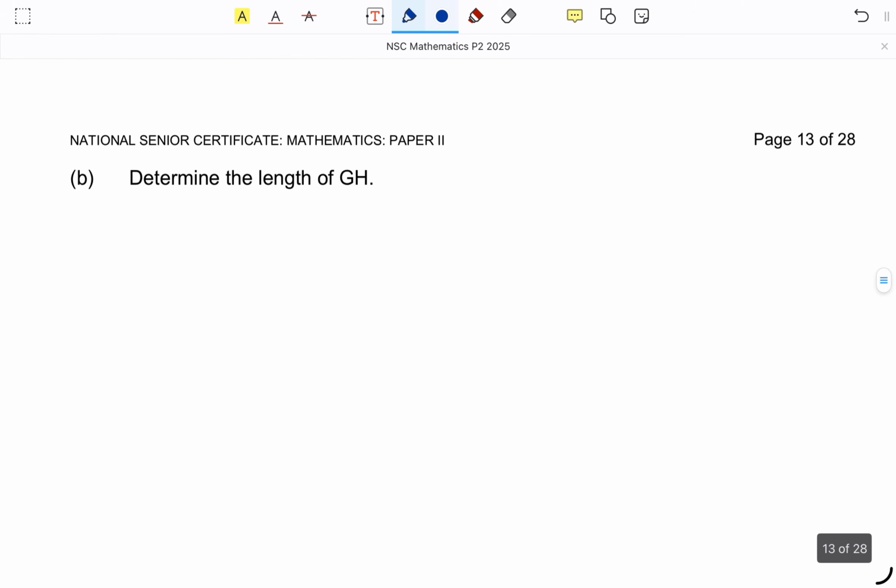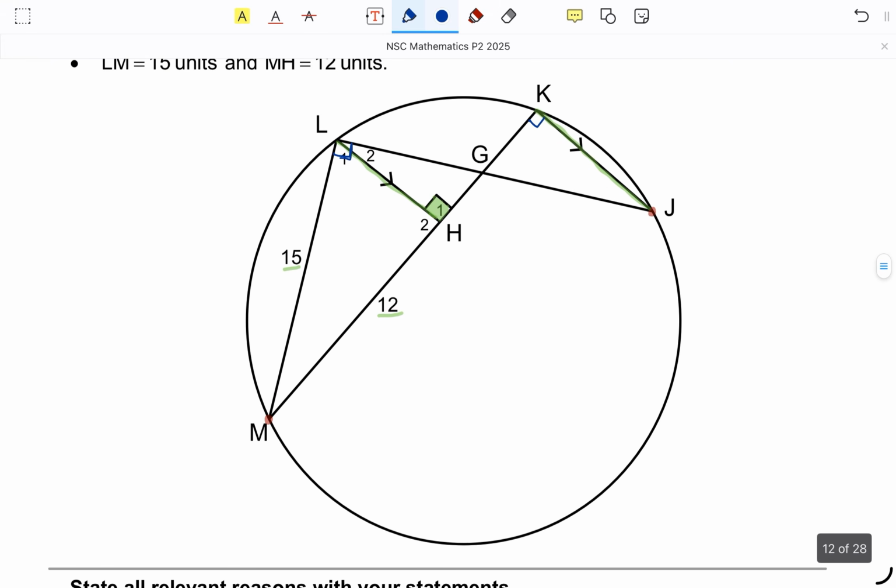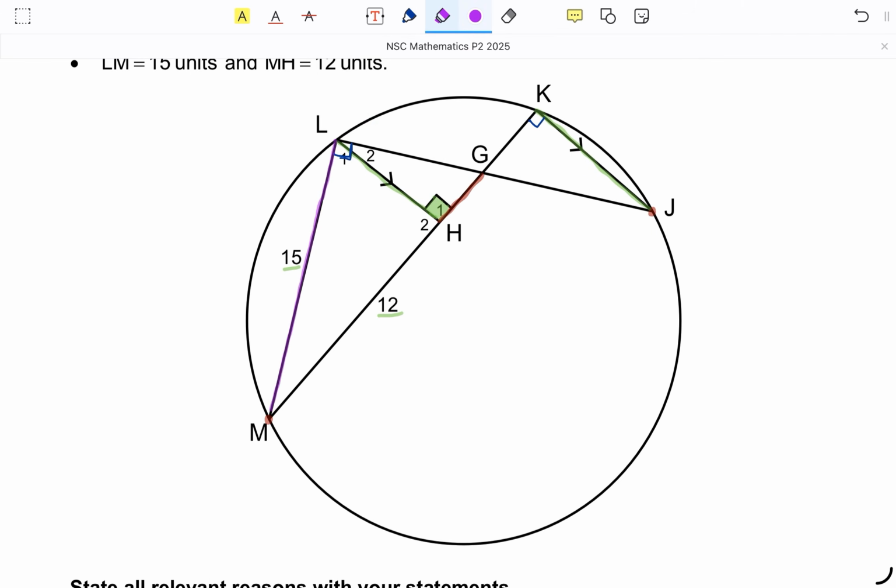The next part of this question says determine the length of GH. So we can go to our circle and just check where GH is. So we can see that GH is over here. It's part of two triangles. It's part of the big triangle. Just want to highlight this in a color for us. There's the big triangle. And then it's also in a smaller triangle that is created here from L, H to G. So there are two things that we now need to notice here.